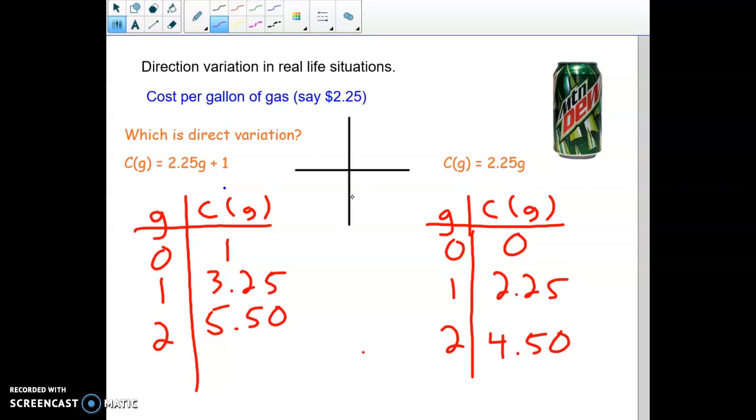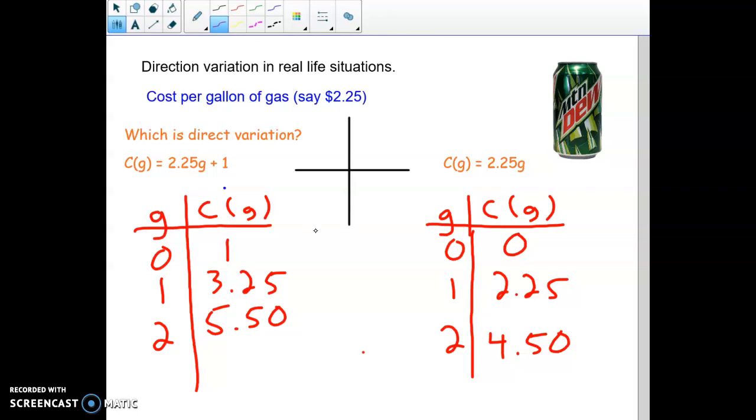Okay, so it's just a summary of direct variation, section 2.2. In this scenario, we're at a gas station and we're buying gas for $2.25 a gallon. In the situation on the left, we buy one Mountain Dew in addition to the gas. In the situation on the right, we have just the gas. So the question is, which one of these would make a direct variation?